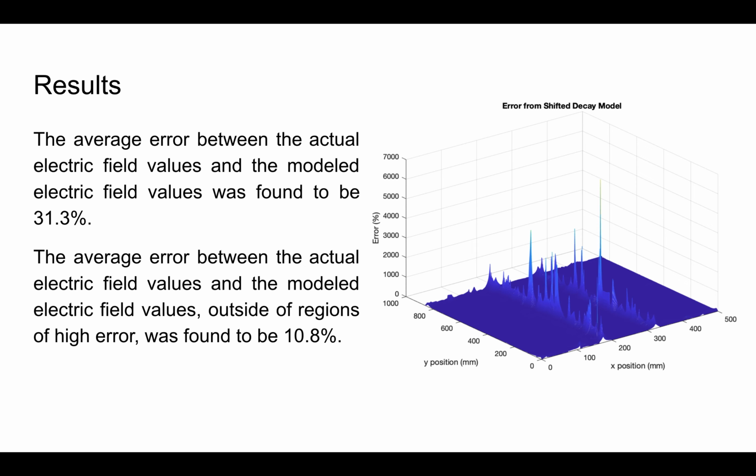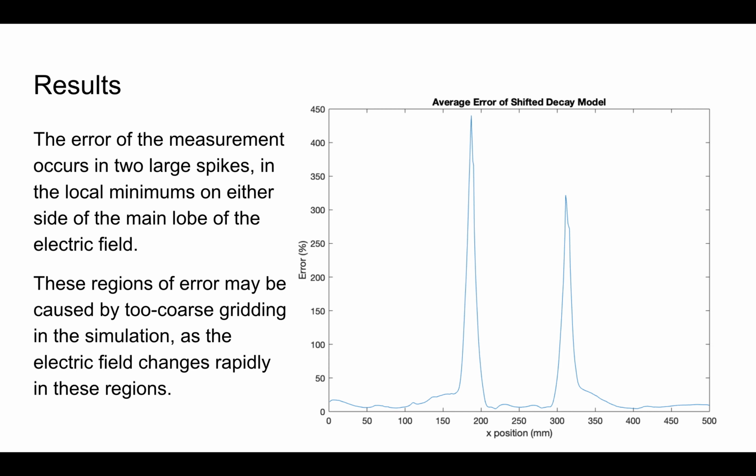This graph shows the error across the microstrip line. There are large spikes in the error at positions which correspond to the relative minimums in the electric field. The average error across the whole plane is 31.3%, and the average error at the center of the microstrip line is 10.8%. This plot shows the average error looking down the microstrip line. Again, the error is low for most of the plane, but high near the relative minimums.